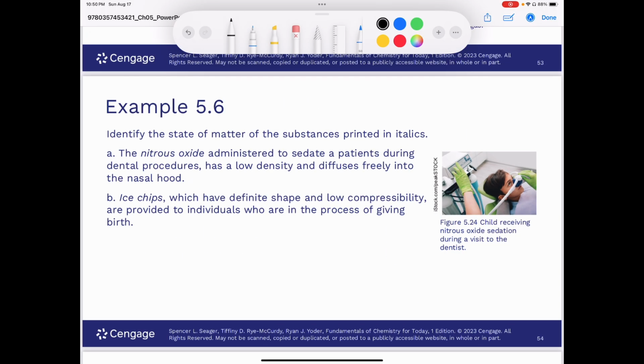Example 5.6: identify the state of matter of the substances printed in italics. First one: the nitrous oxide administered to sedate a patient during dental procedures has a low density and diffuses freely into the nasal hood. Nitrous oxide has the formula N2O. If it's got a low density and it flows freely, it must be a gas. I'm sure you are well aware of that.